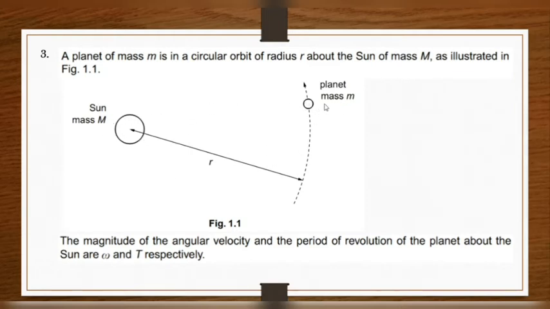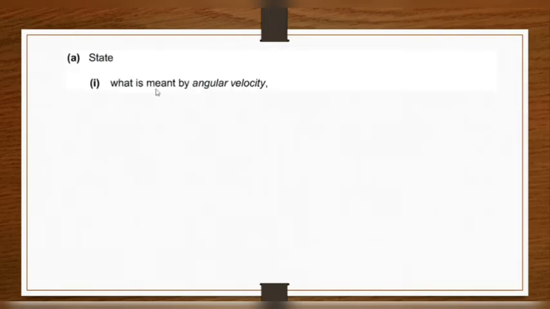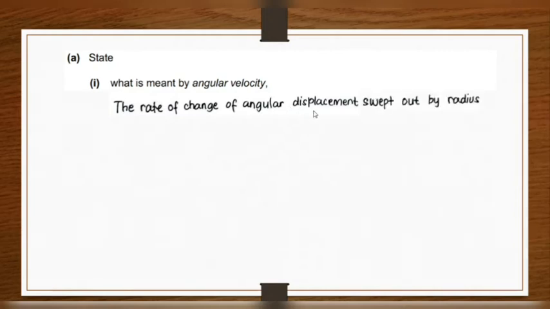The small m is the mass of the planet. We have here omega and T, the period of revolution. This is the angular velocity. You have to state what is meant by angular velocity. Angular velocity is the rate of change of angular displacement swept out by the radius. And the relation between omega, angular velocity, and period is omega equals 2 pi over period.